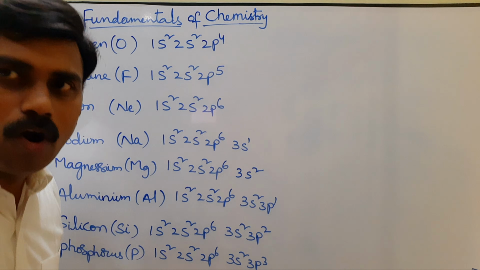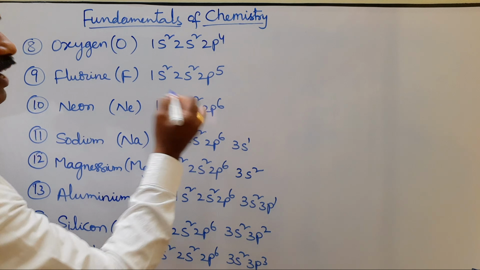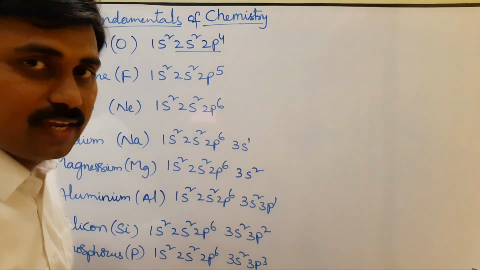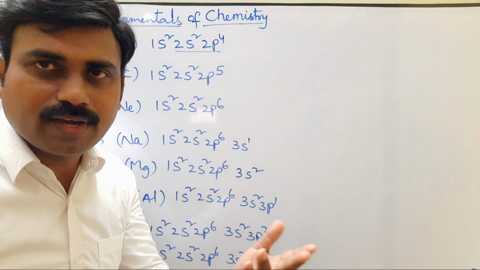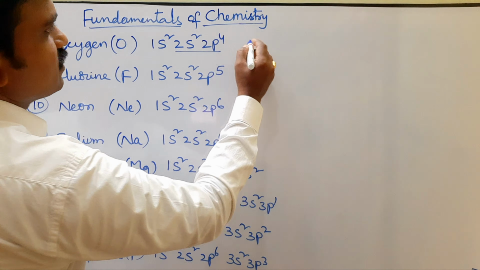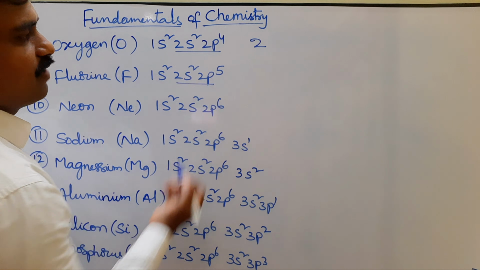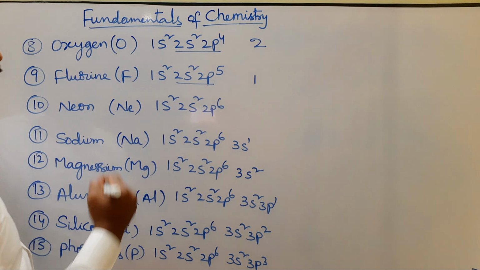Look at oxygen. Oxygen atomic number is 8. Its electronic configuration is 1s2, 2s2, 2p4. Oxygen has 6 electrons in its valence shell. To get octet configuration, how many does it require? Just 2 electrons. That's why the valency of oxygen is 2. Fluorine has 7 valence shell electrons, so it needs only 1 electron. That's why the valency of fluorine is 1.